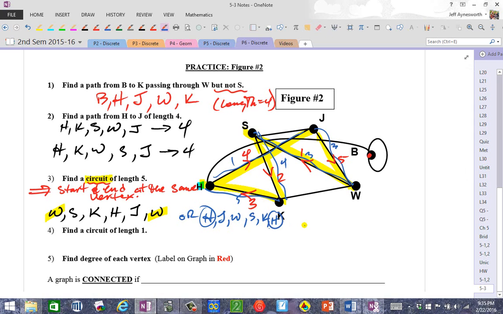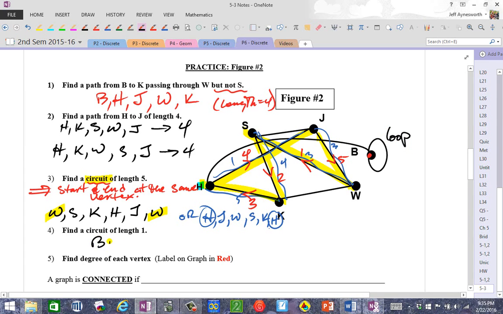Okay, find a circuit of length 1. Well, that's easy to find. You look at a loop. All right, so you got a loop right here, and BB is a loop. All right, and is length 1.